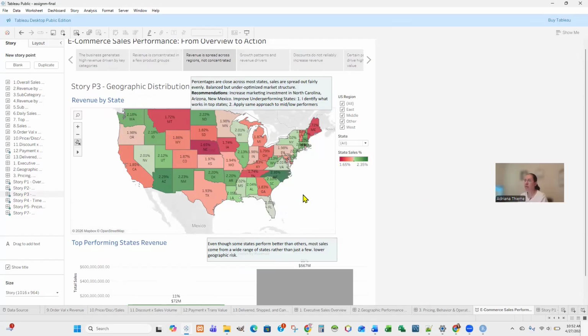Next, we look at how the geographic distribution happens for this data set. Sales are spread out and fairly evenly balanced, but the market structure is under-optimized. So the recommendation here is to increase marketing investments in places like North Carolina, Arizona, and Mexico, improve underperforming states like Montana, and identify what works in top states, and apply the same approach to the mid and low performers.